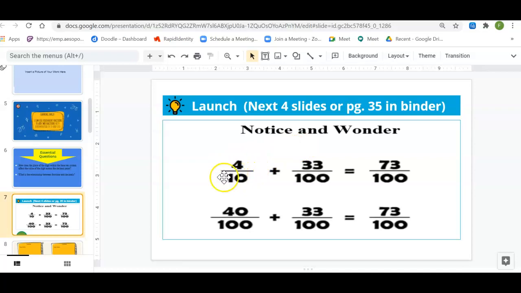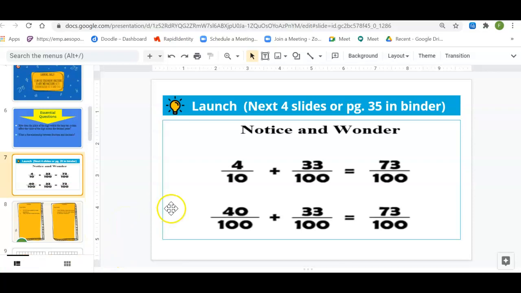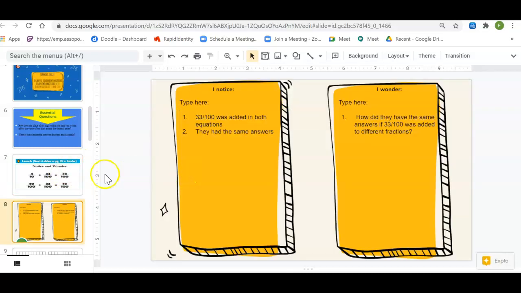So see here, you've got 4/10 plus 33 hundredths equals 73 hundredths. And right below that, we've got 40 hundredths plus 33 hundredths equals 73 hundredths. So pause the video and just be thinking about at least one thing that you notice and one thing that you wonder. Okay, so you've had a chance to look at these equations and consider at least one thing that you notice and one thing that you wonder about it.